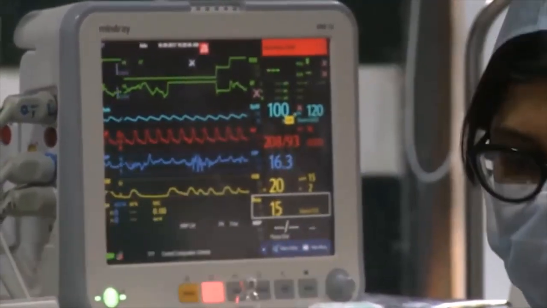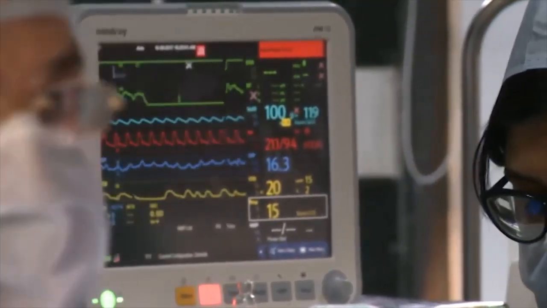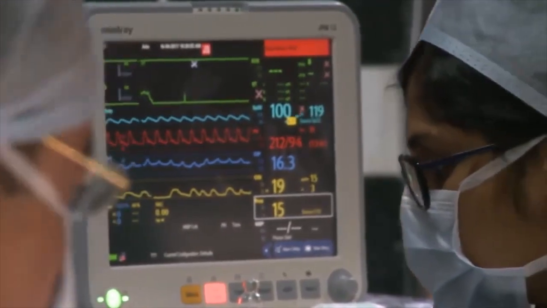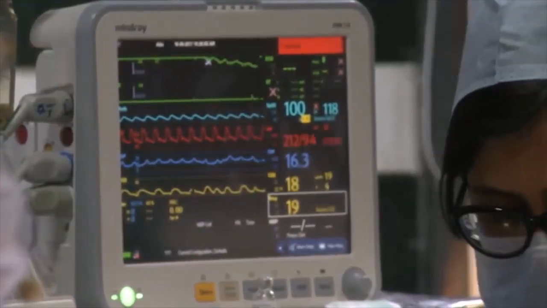Don't worry. So you can see the blood pressure is good. In fact, 200/94. Heart rate is 100. Saturation is good. Patient's okay. Comfortable. Absolutely. And what we'll do is we'll show you the echo also.